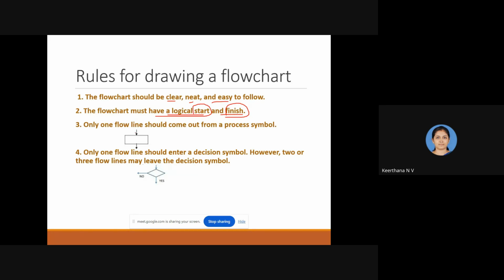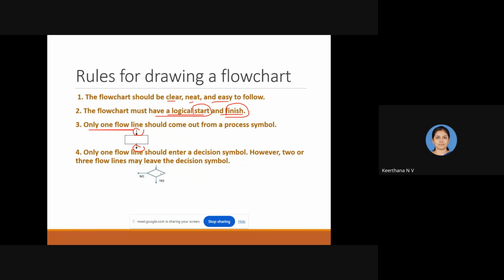So the next thing, a flow line. How do you have to draw a flow line? It should be at the top of the symbol and also at the end of the symbol. A flow line should be straight. It should not look clumsy.